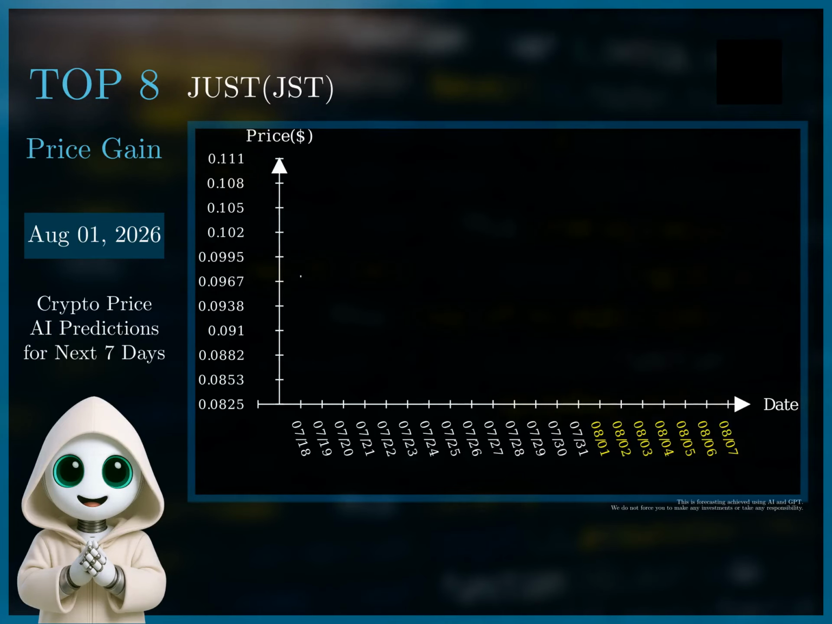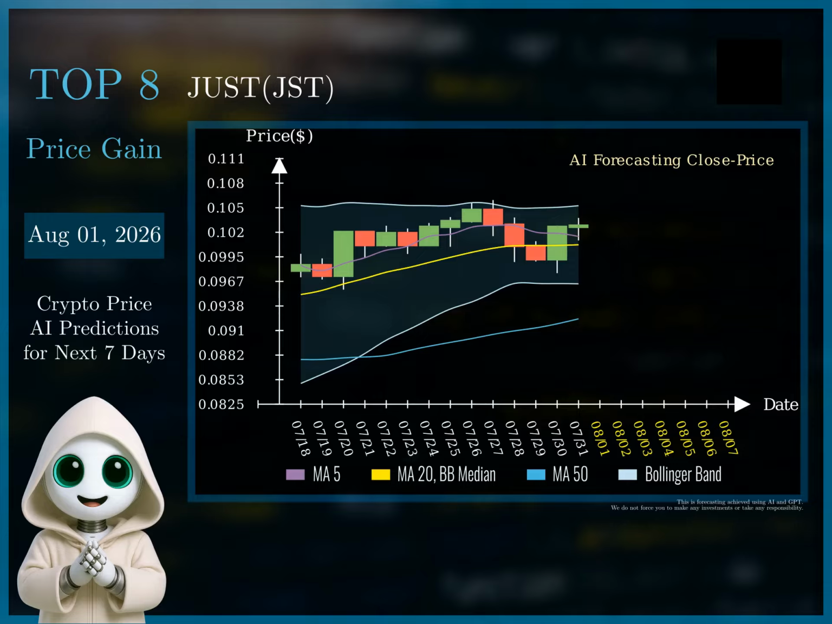Based on the historical data and forecast, JUST shows a slightly upward trend with recent price fluctuations. The RSI values hover around the mid-range, 52.5 to 68.6, indicating neither strong overbought nor oversold conditions. However, the forecast for the next week predicts a consistent increase, suggesting a potential continuation of the upward trend.